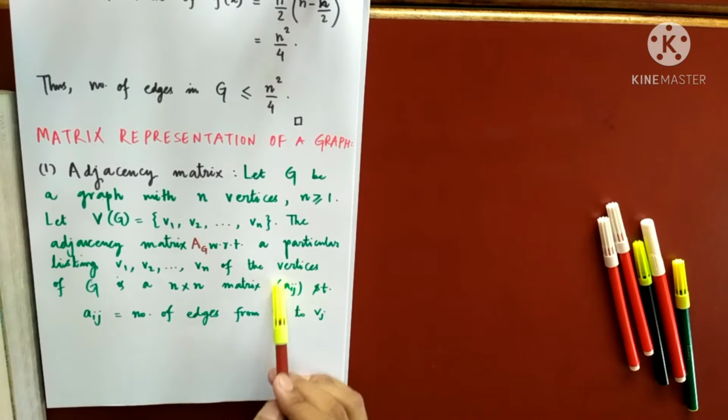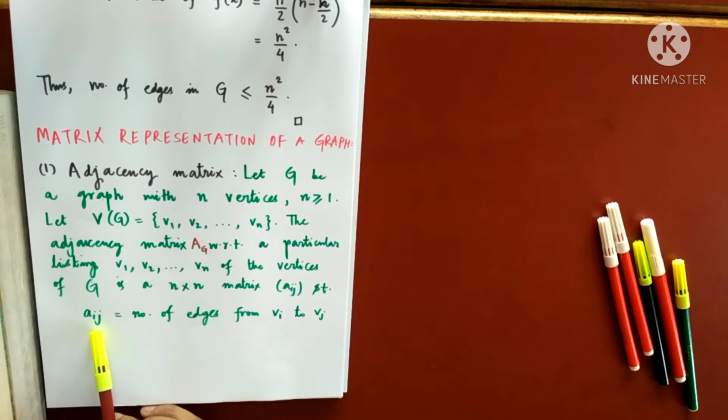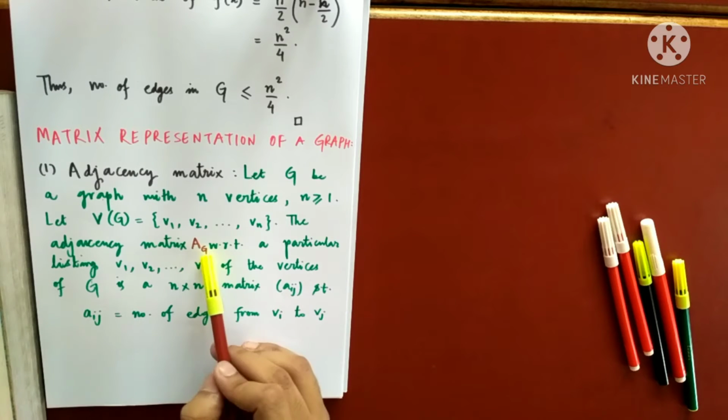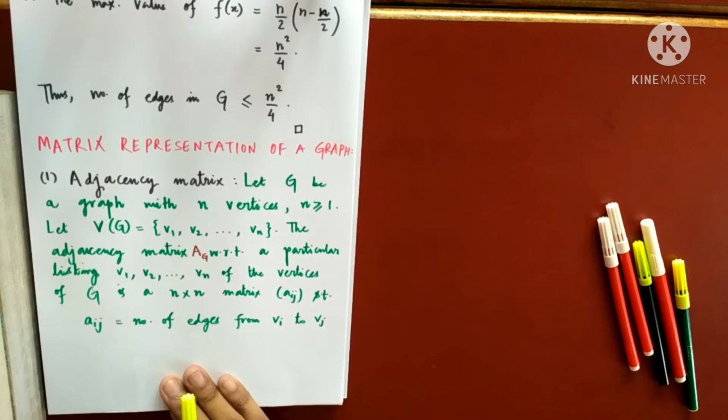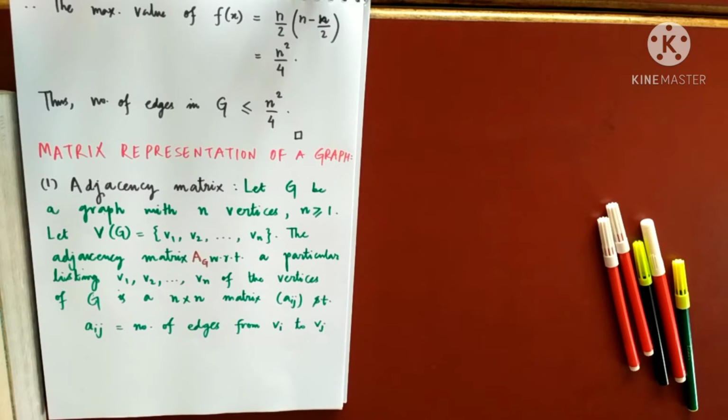Then what does the a_ij element represent? The a_ij element of this matrix will represent the number of edges from vi to vj. So from the ith vertex to the jth vertex, how many edges are there? A similar definition will hold for a digraph or directed graphs. I'll show you some examples of adjacency matrix. If you have any confusion regarding the definition, please ask.